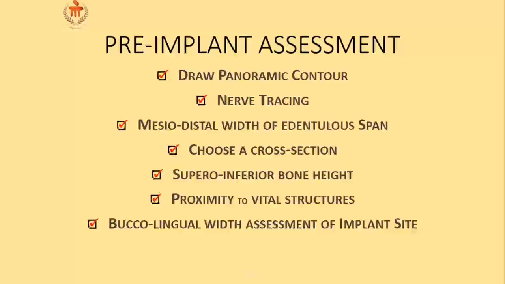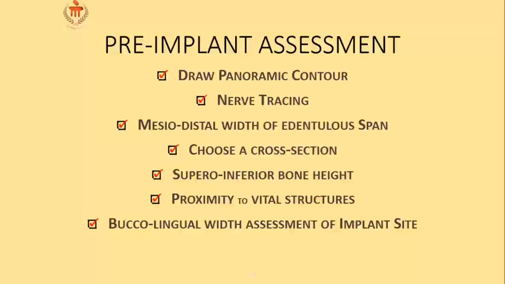You have an automatic contour line. The software that you're going to use soon also has it, but you also get to draw it yourself. You can draw one. Then you trace the nerve. Then you check the mesiodistal width of the tangential span. Amongst that, you choose a nice cross section, saying this is where I'm going to work. At that cross section, you check the superior-inferior height.